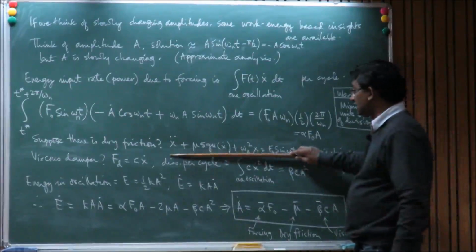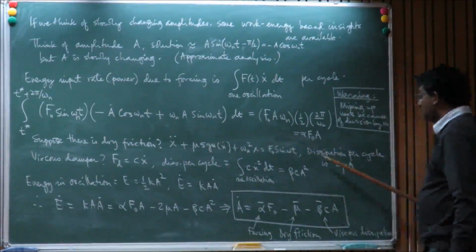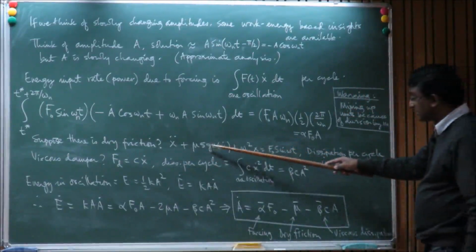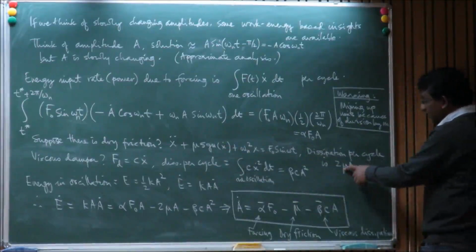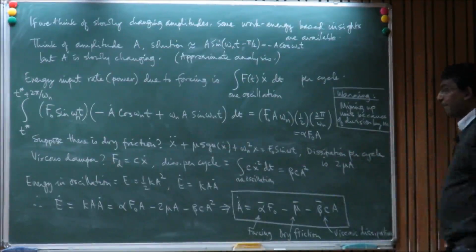Suppose there is a system like this. This is a friction force. The dissipation per cycle due to this friction force is the force times 2 times the amplitude. So 2 mu a. Okay.